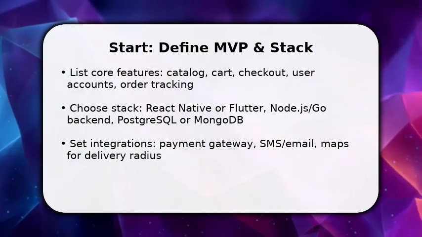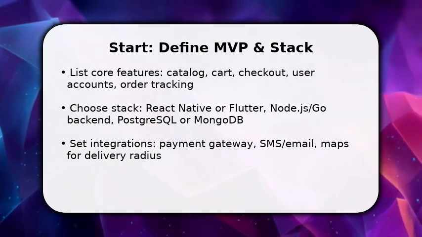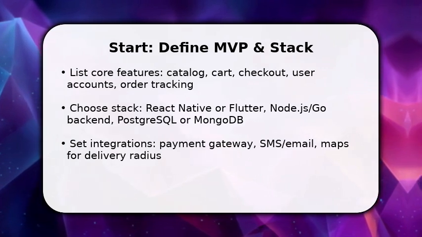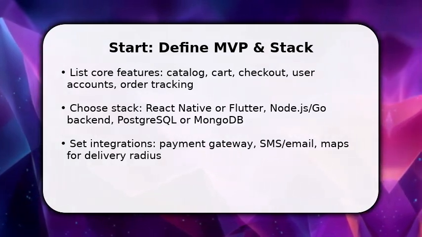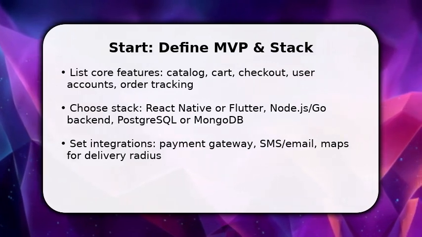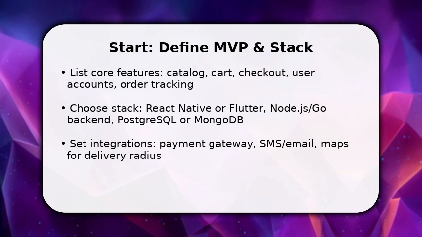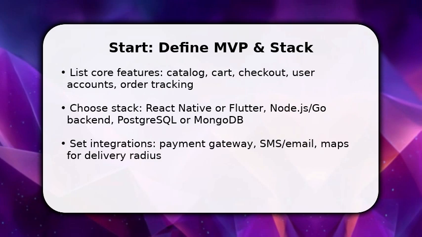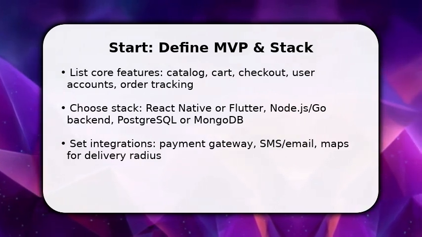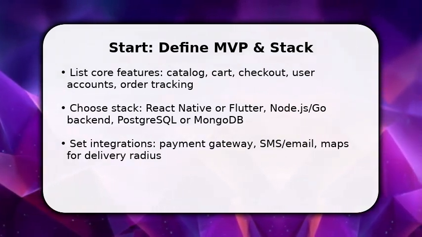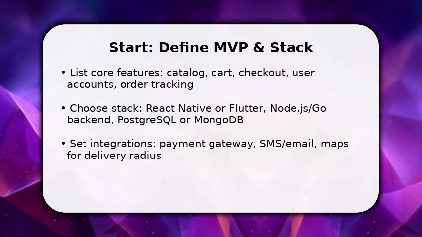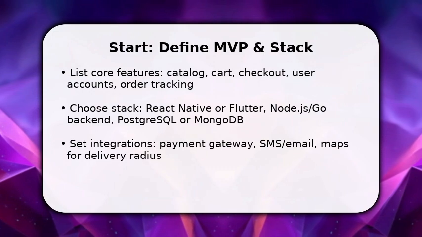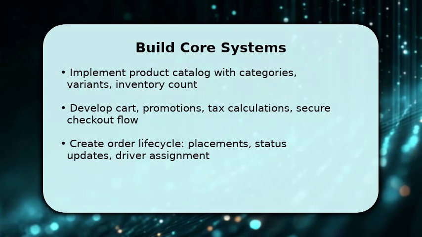You begin by locking an MVP: catalog, cart, checkout, accounts, and basic order tracking. Once defined, pick a stack that matches team skills: React Native or Flutter for cross-platform, Node.js or Go for API, and PostgreSQL or MongoDB for data. Make sure to plan integrations now: payment gateway, SMS/email notifications, and maps for delivery zones. Start a repo, scaffold the project, and wire basic auth and product endpoints so you can iterate quickly and validate assumptions with users.